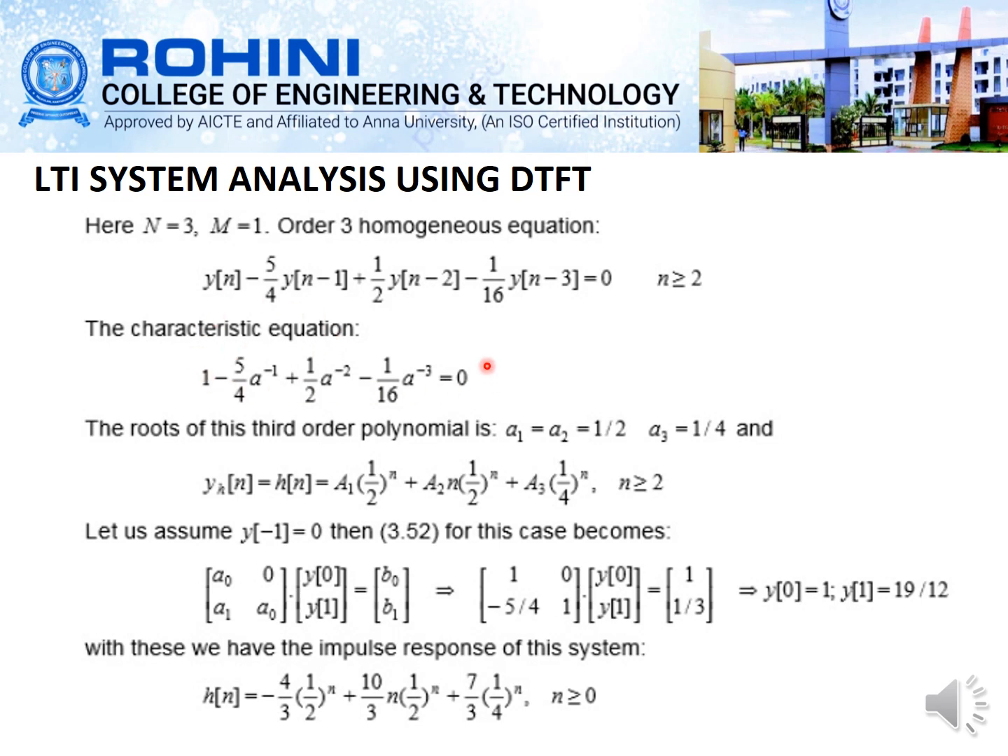By using that, we write the characteristic equation. From that characteristic equation we find the poles, that is, we find the roots of that equation. Since the order N is 3, we have 3 roots. We substitute the values in that equation, simplify using the matrix method, and finally we get the impulse response h[n] = minus 4/3 (1/3)^n + 10/3 n (1/3)^n + 7/3 (1/4)^n.